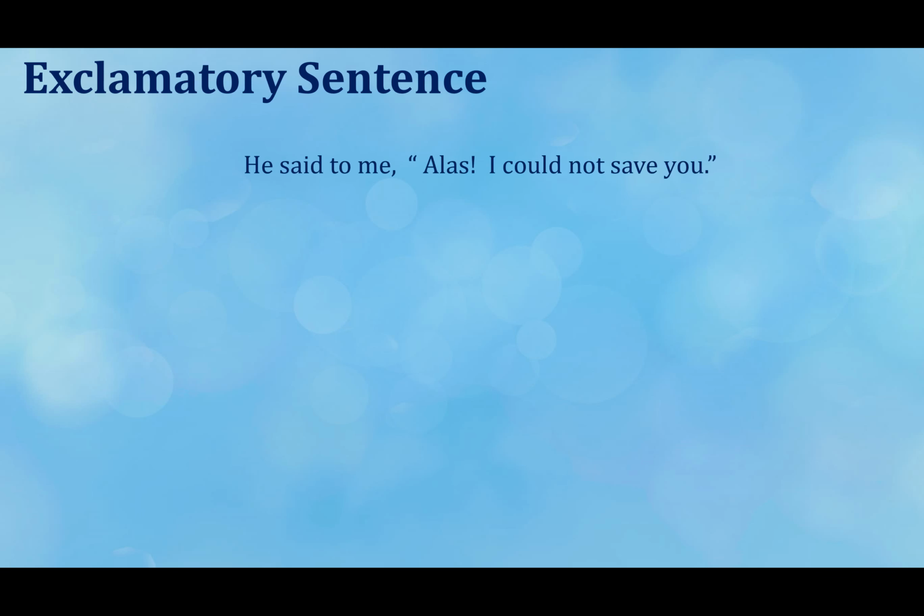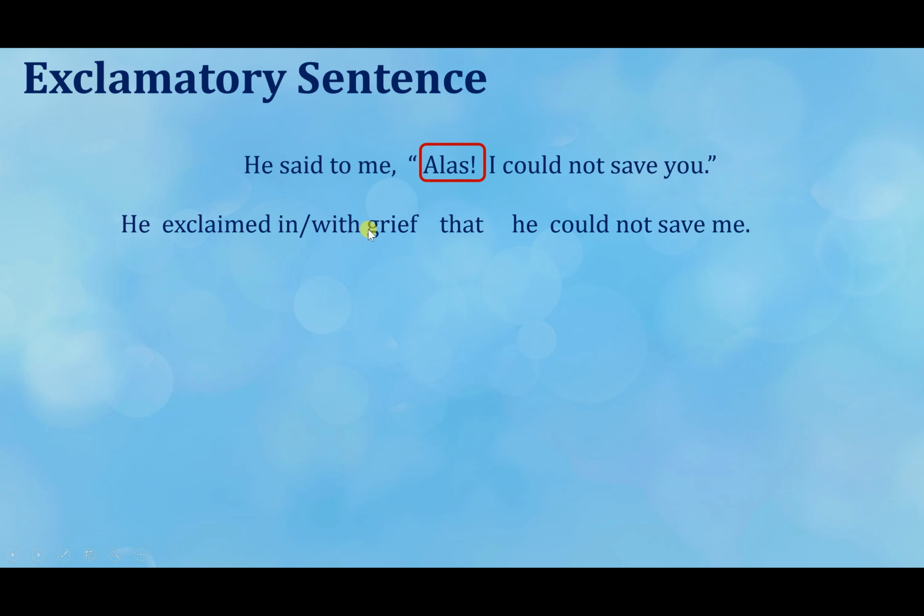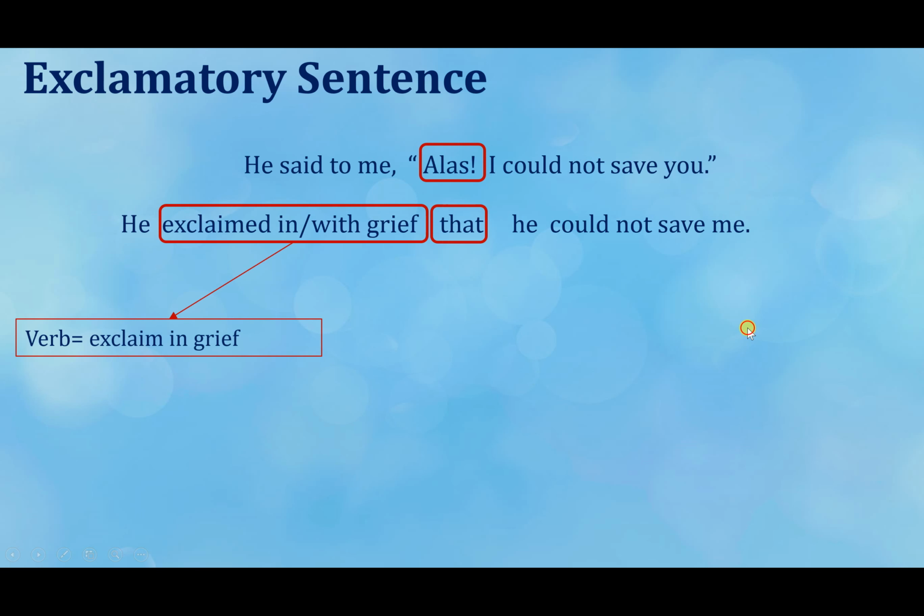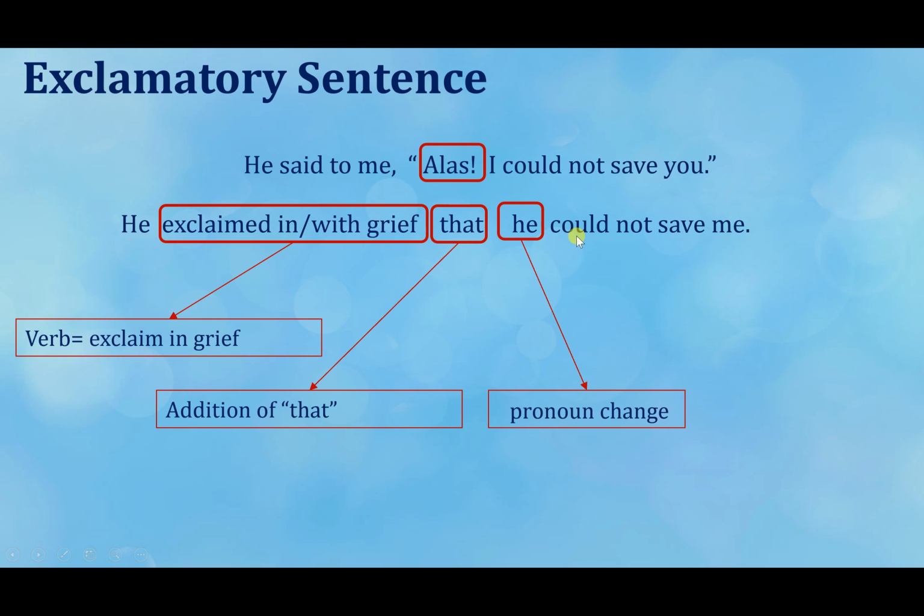Now, expression of sadness or expression of grief. He said to me, alas, I could not save you. So alas, we can say he exclaimed in grief or with grief that. For alas, we will use that exclaim in grief or with grief. Then that will be added. The pronoun will be changed, I to he. Then the rest of things will be okay. For you, it will be me. So this is how you have to change exclamation of joy, exclamation of grief.